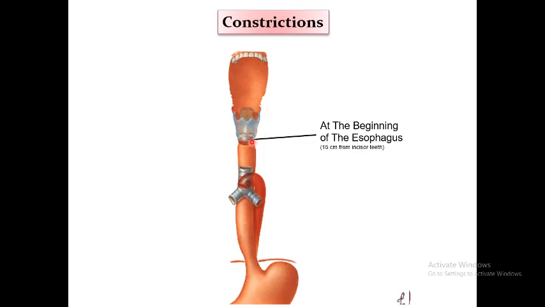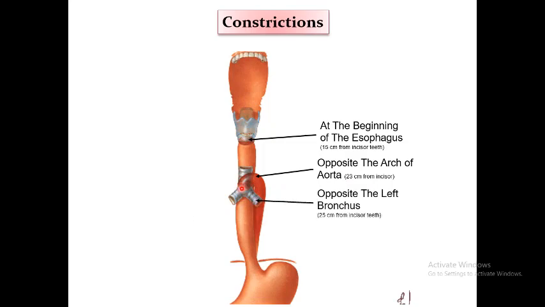Number one, at the beginning, located 15 centimeters from the incisors. Number two, opposite the arch of the aorta, about 23 centimeters from the incisors. Number three, opposite the left bronchus, about 25 centimeters. And lastly, at the esophageal opening of the diaphragm, the distance is about 40 centimeters from the incisors. So we locate the sites of constriction by the distance from the incisors.